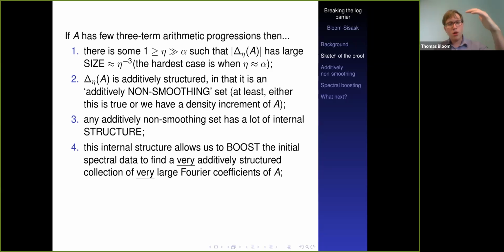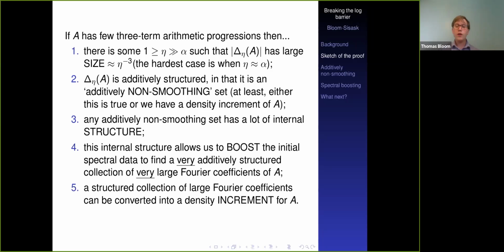Okay, so what's next is that we say we have the set delta eta, which is large, it has a lot of internal structure, and then we need an argument that allows us to boost this initial spectral data from saying something along the lines of, we have a somewhat structured collection of somewhat large Fourier coefficients. We want a bootstrap argument that allows us to deduce from that there exists a very structured collection of very large Fourier coefficients of A.